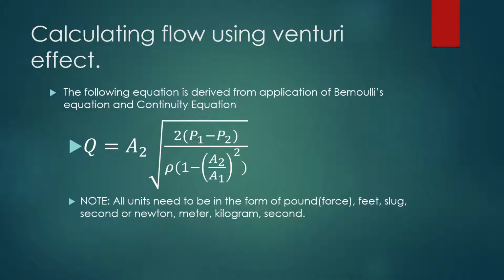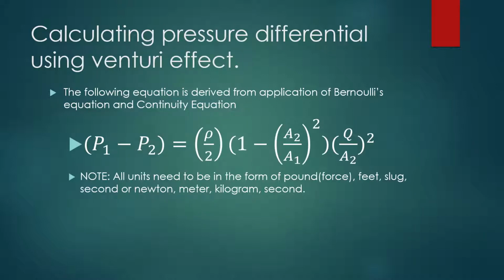So we've already done this through application of Bernoulli's equation and the continuity equation, but what I've done is I've derived two equations that will be useful. One calculates flow rate based on area, pressure difference, and of course the density of the fluid. The next one gives the pressure differential based on flow rate, the different areas, and then of course the density of the fluid. I could derive these for you if you would like at some point.